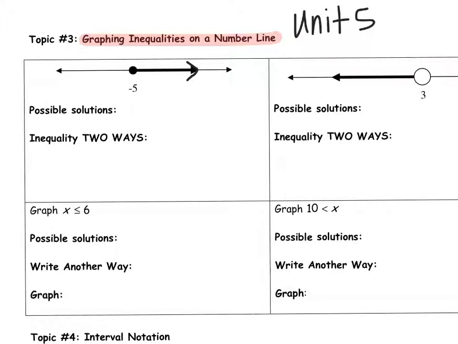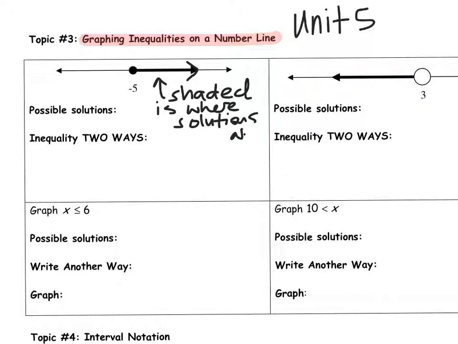So that shaded part is where our solutions are. So I'm going to say shaded is where solutions are. When this says possible solutions, it just means what are some values that are shaded. I noticed there are no numbers written on my number line, so you have to imagine the only number is -5, and -5 is shaded right here. So a possible solution is -5.